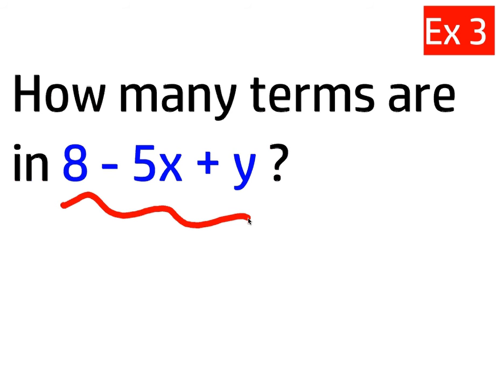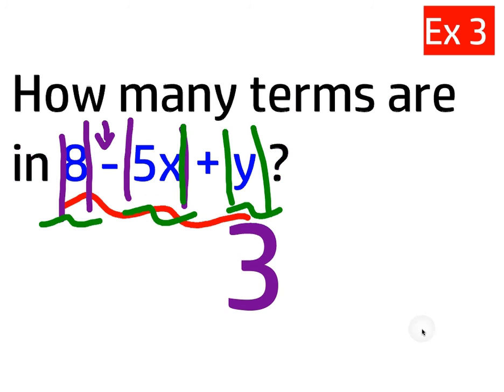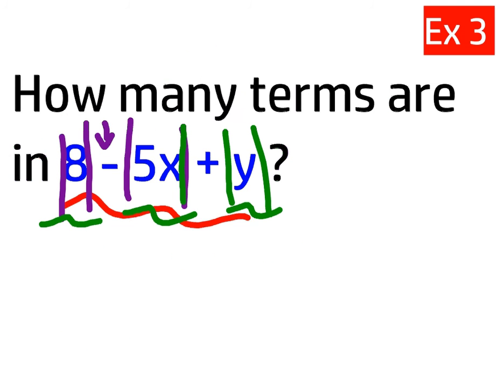So next question I want to ask you guys is how many terms are in here? 8 minus 5x plus y. Well, even if you don't know what these mean, you can still separate them just like we did before. We have a minus sign here, so that's going to separate two terms. And let's use a different color. We have a plus sign here, so that's going to separate those next two terms. So therefore we have 1, 2, 3 terms. Okay, so it's not too bad. It's pretty simple. 3 terms.